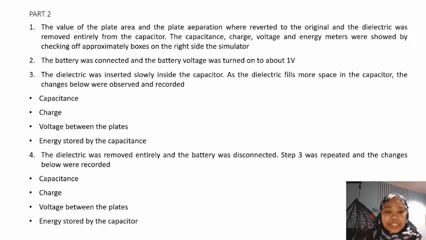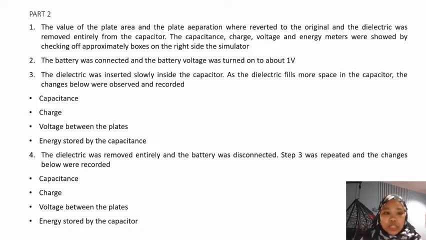Okay, next, this is the procedure for part 2. Firstly, the values of the plate area and the plate separation were reverted to the original, and the dielectric was removed entirely from the capacitor. The capacitance, charge, voltage and energy meters were shown by checking the appropriate boxes on the right side of the simulator. Next, the battery was connected and the battery voltage was turned on to about 1 volt.